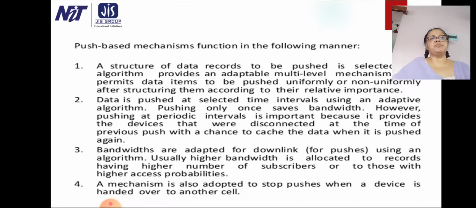Now, periods of pushing and stopping pushes is the next step, where the same fixed periods can be used for pushing all records, but usually higher bandwidth is allocated to records having a higher number of subscribers or to those with higher access probabilities. A mechanism is also adopted to stop pushes when a device is handed over to another cell.